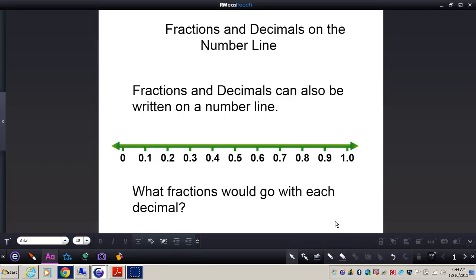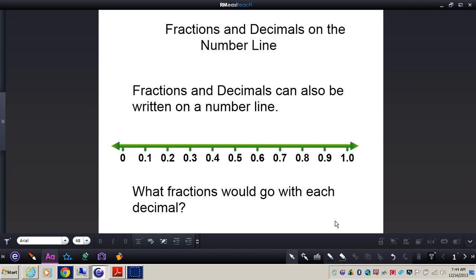In this video, we're going to be taking a look at fractions and decimals on the number line, and a couple of things that are important to know with fractions and decimals on the number line. First of all, fractions and decimals can also be written on a number line, obviously, if we're doing a lesson on this. And it's important to think about fractions and decimals, and remember that they are related to each other. A fraction can be turned into a decimal, and a decimal can also be turned into a fraction.